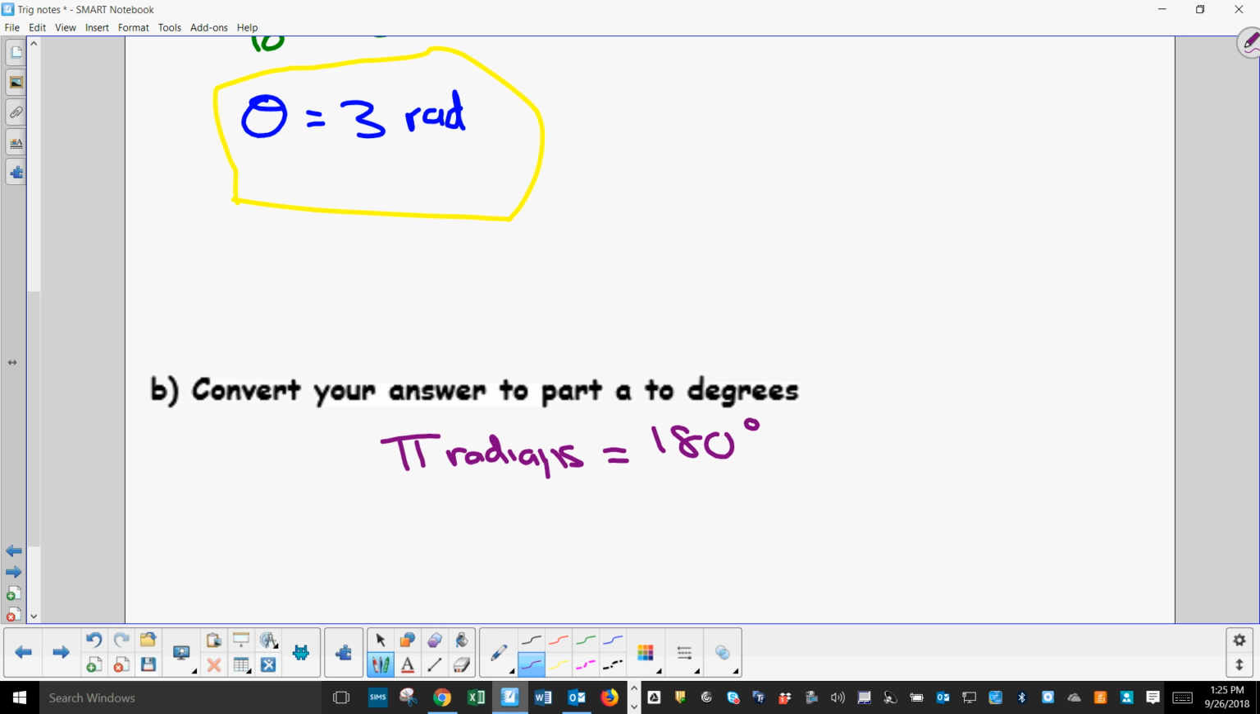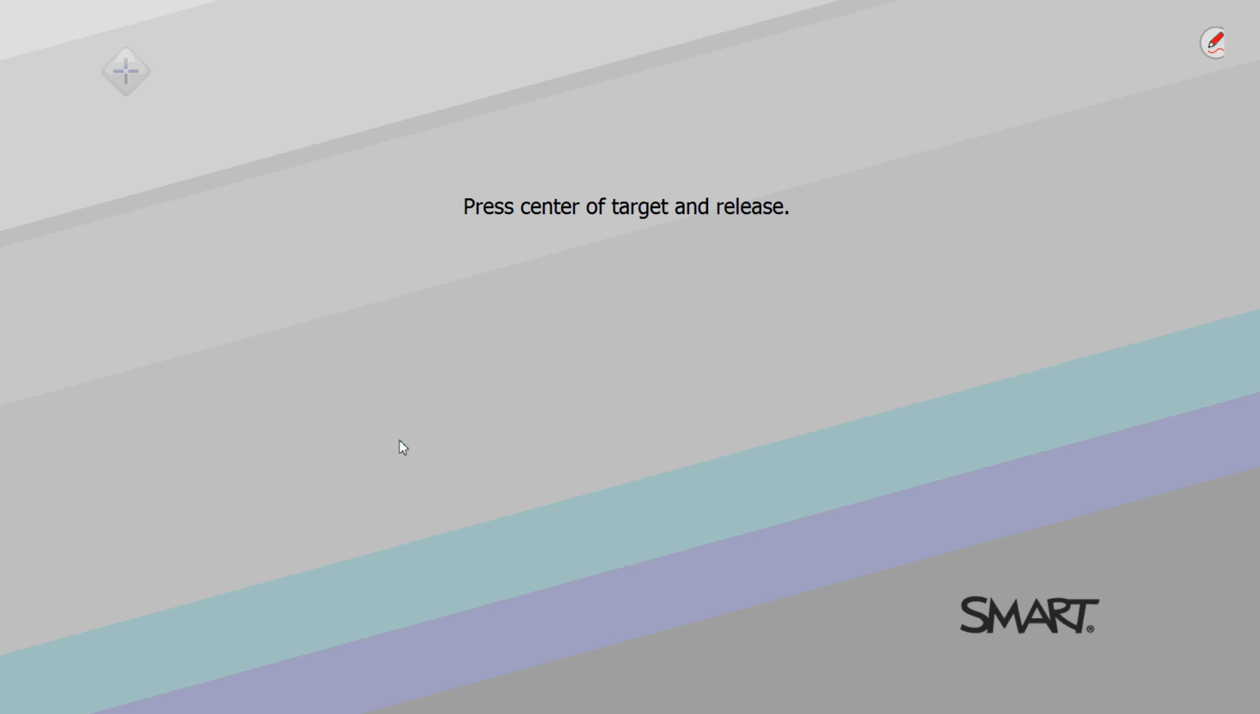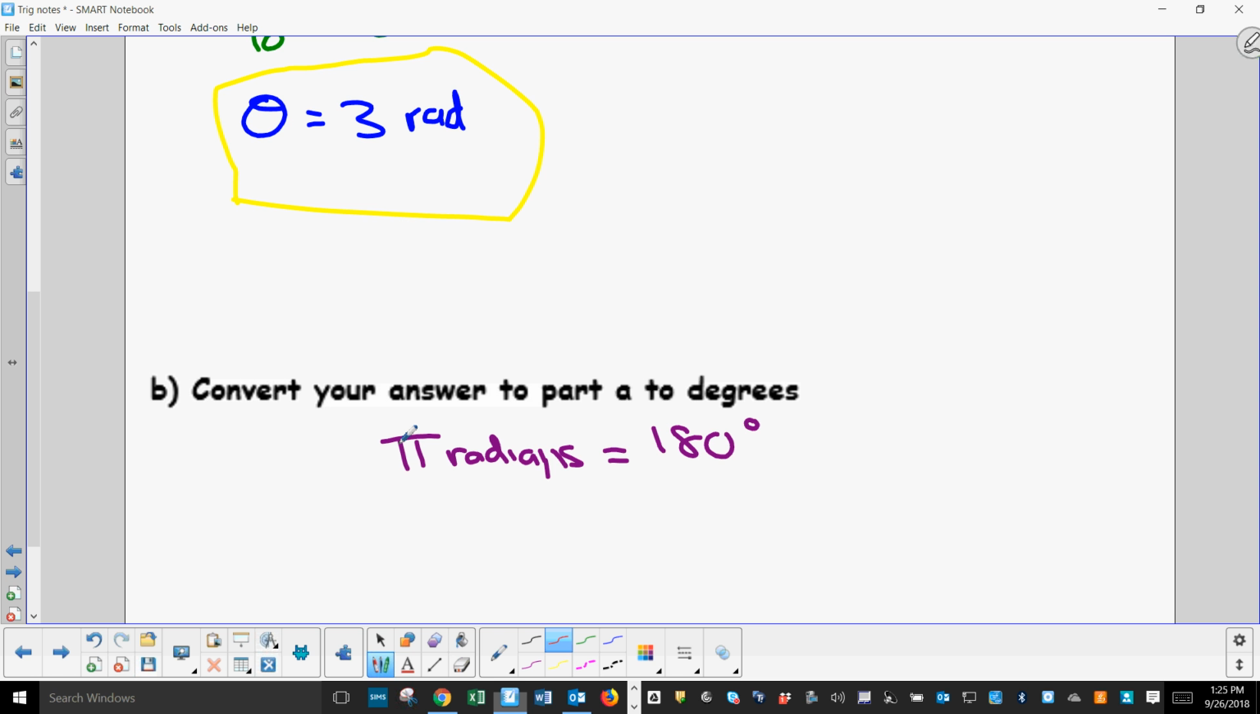The board just became uncalibrated again, so I'll quickly calibrate it. So that was pi radians equals 180 degrees. That's our little reference.